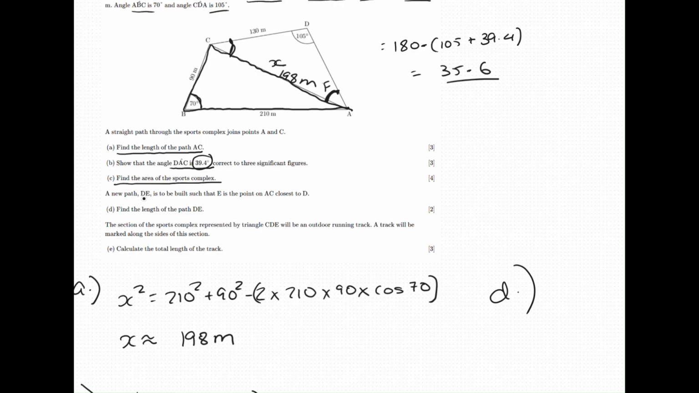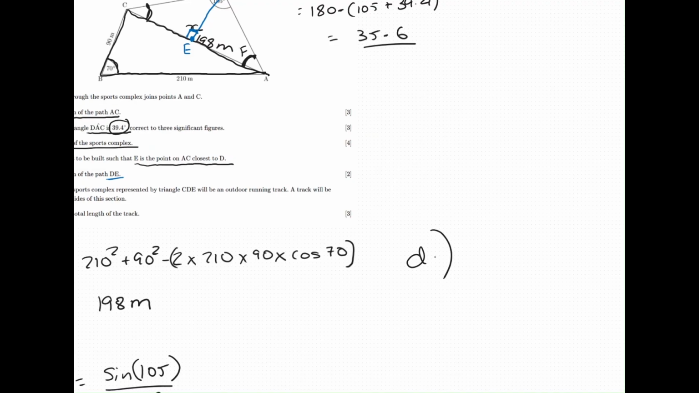As the question states, the new path DE is built such that E is the point on AC closest to D. So the closest point on AC would be here. I'll draw it in a different color to make it clear. This would form a perpendicular to here. And so it is asking us to find the length of the path DE.